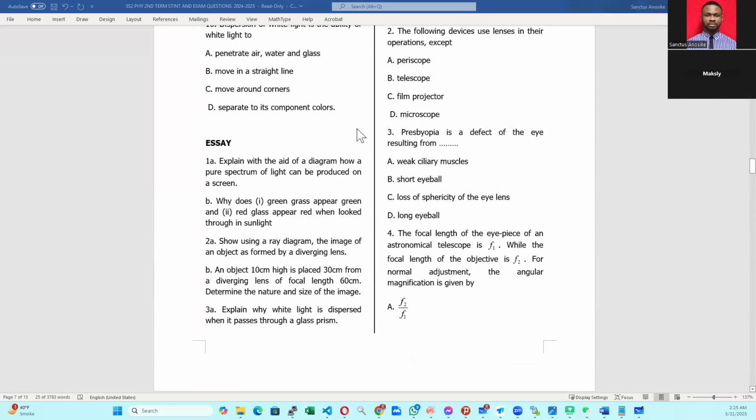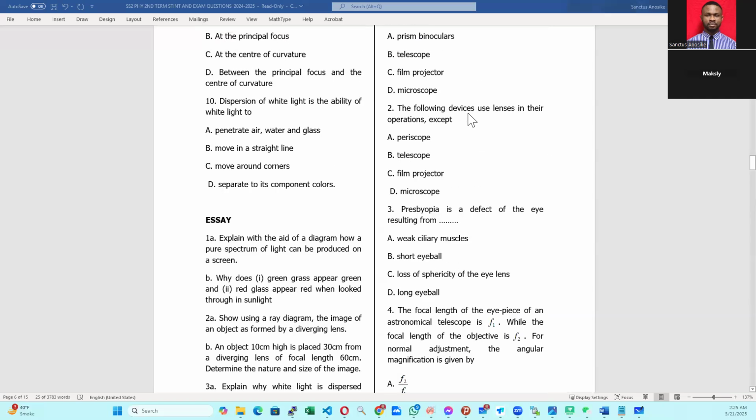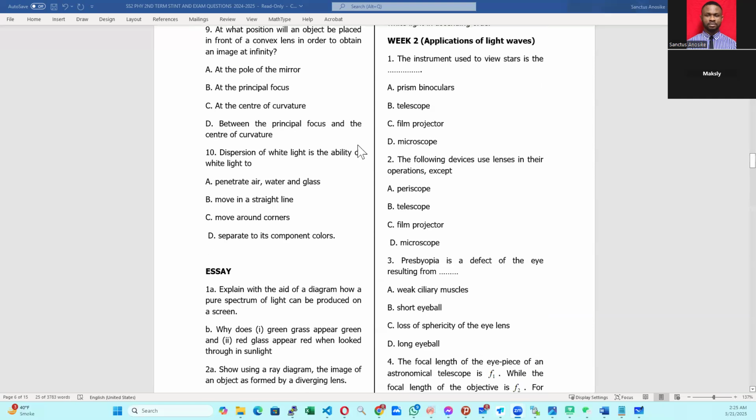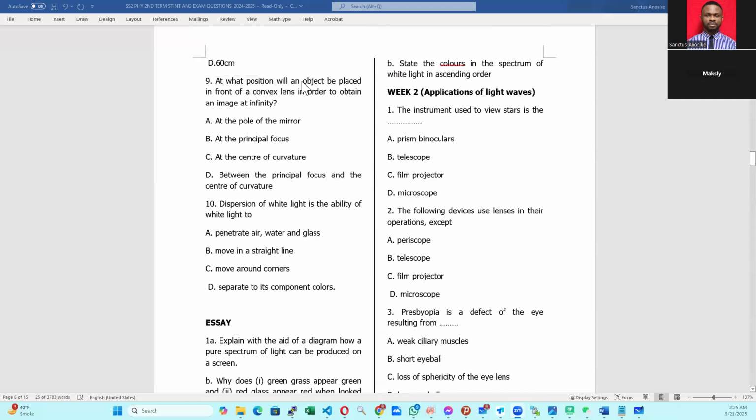Look at that one. That one will answer the other side that doesn't have options. Presbyopia is a defect of the eye resulting from weak ciliary muscle. The devices that use lenses in their operation, except periscope. At what position will an object be placed in a convex lens in order to obtain an image at infinity? It must be placed at the principal focus. We even answered that question somewhere.